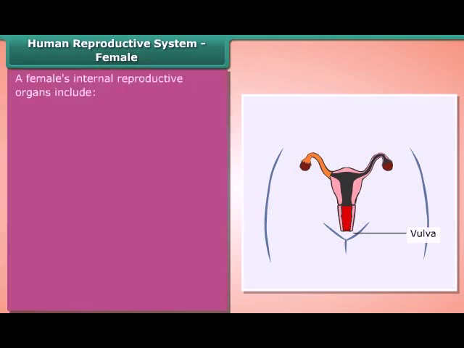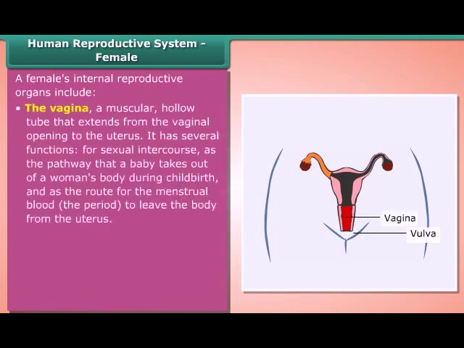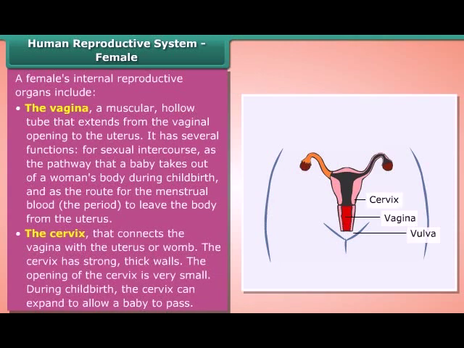A female's internal reproductive organs include the vagina, a muscular hollow tube that extends from the vaginal opening to the uterus. It has several functions: for sexual intercourse, as the pathway that a baby takes out of a woman's body during childbirth, and as the route for the menstrual blood, the period, to leave the body from the uterus. The cervix connects the vagina with the uterus or womb. The cervix has strong, thick walls. The opening of the cervix is very small. During childbirth, the cervix can expand to allow a baby to pass.